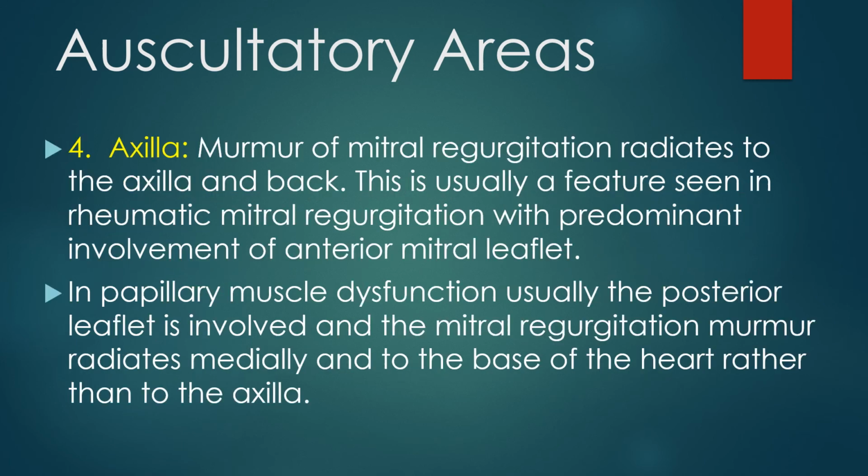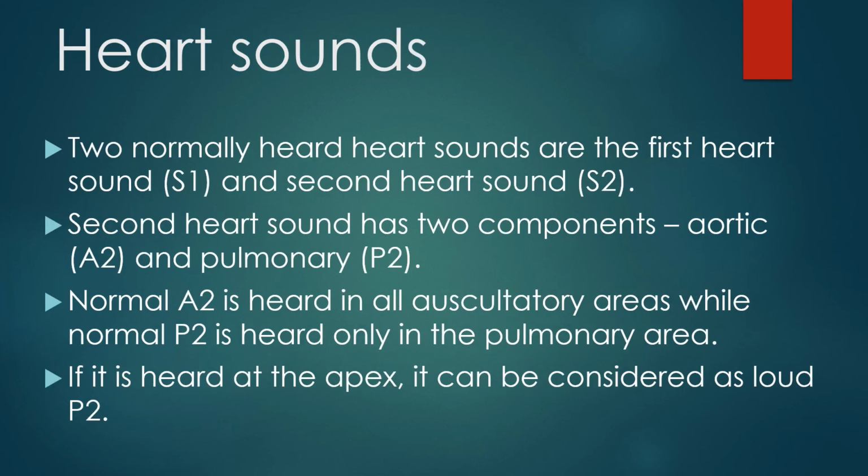Axilla: murmur of mitral regurgitation radiates to the axilla and back. This is usually a feature seen in rheumatic mitral regurgitation with predominant involvement of the anterior mitral leaflet. In papillary muscle dysfunction, usually the posterior leaflet is involved and the mitral regurgitation murmur radiates medially to the base of the heart rather than to the axilla. Now we move on to the heart sounds.